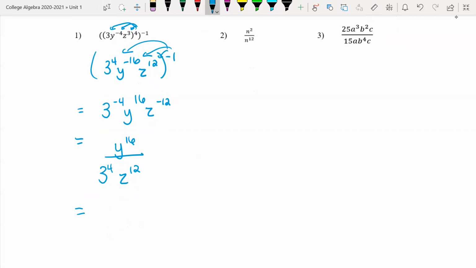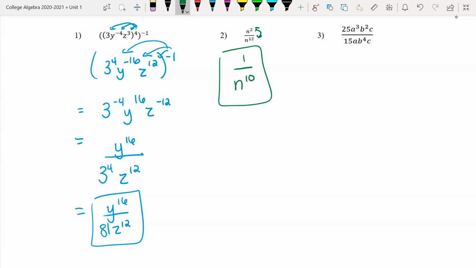When you do this, 3 to the 4th is 81. So go ahead and simplify it as z to the 12th. This one I'm just subtracting. 12 minus 2. You get z to the 10th on bottom.